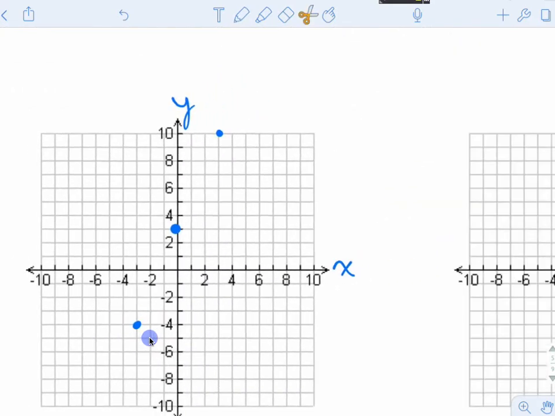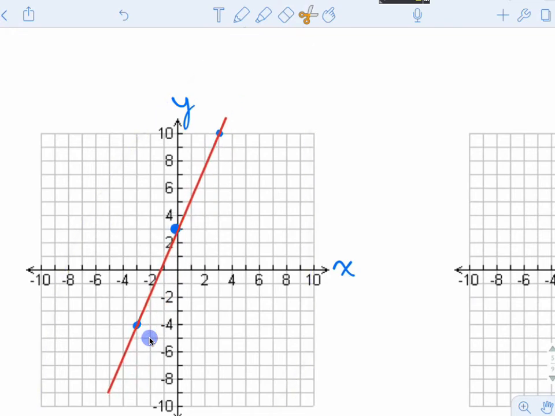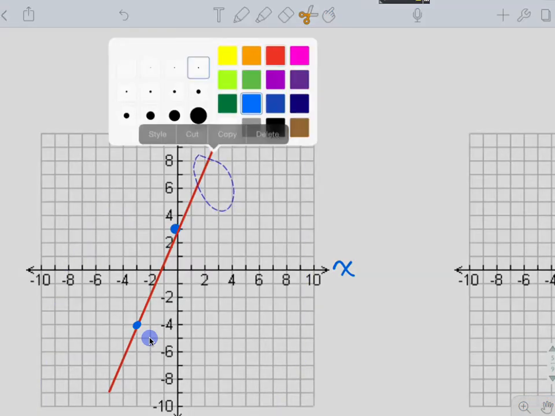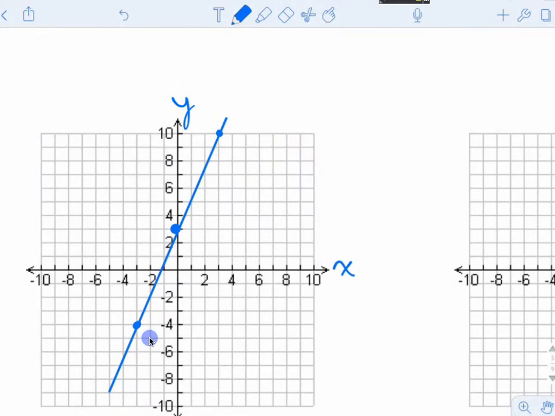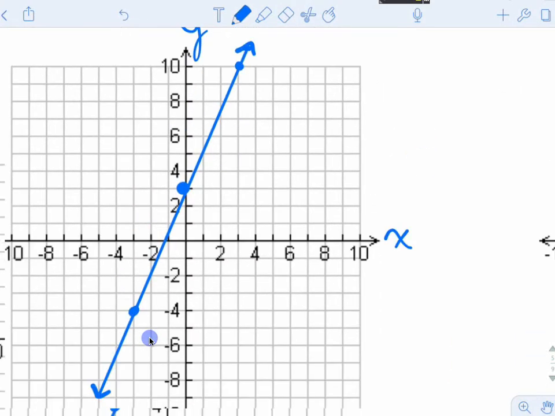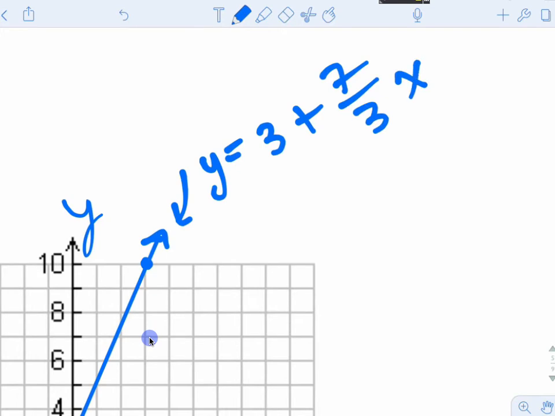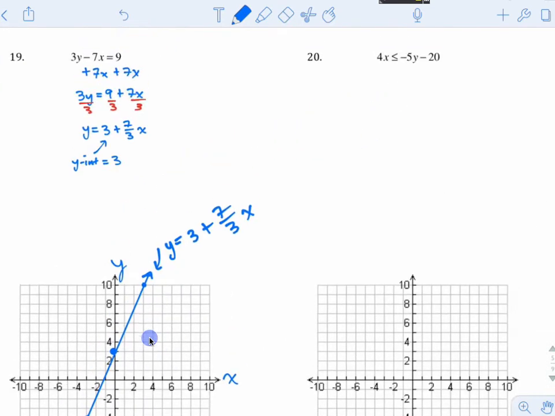All right, now let's go ahead and actually graph our line. Phenomenal. Let's make it a little bit more accurate, shall we? All right, that's good enough. I might as well make it blue. Blue. Phenomenal. All right. So there is our line of y equals 3 plus 7/3 x. We already know what the y-intercept is. That's 3. No need to label that. But what about the x-intercept?